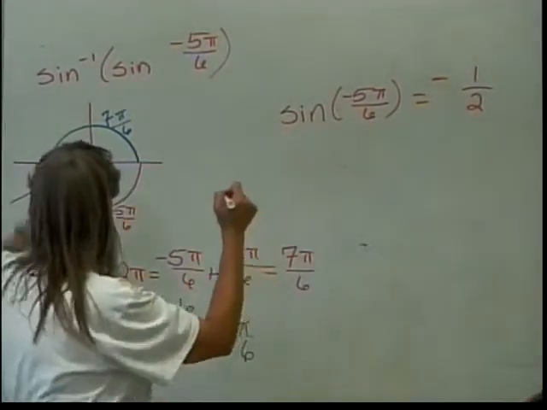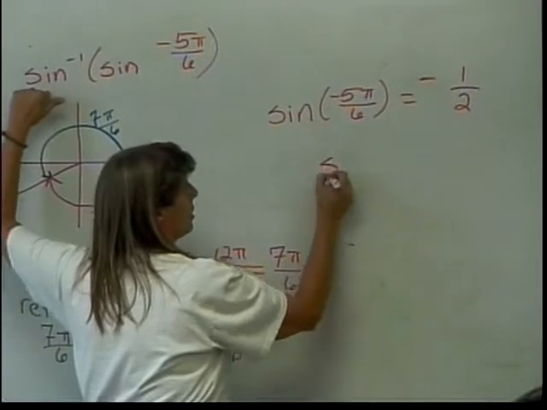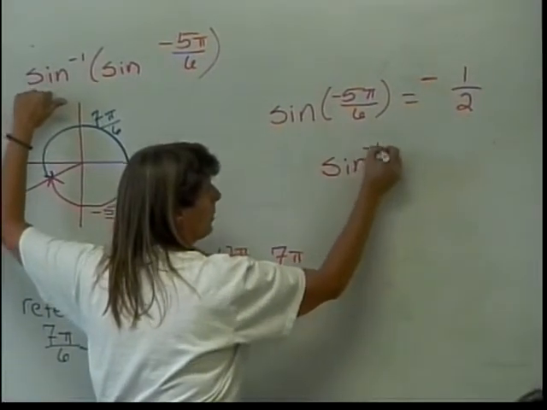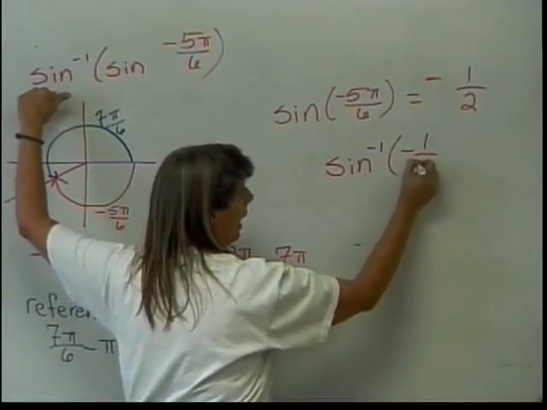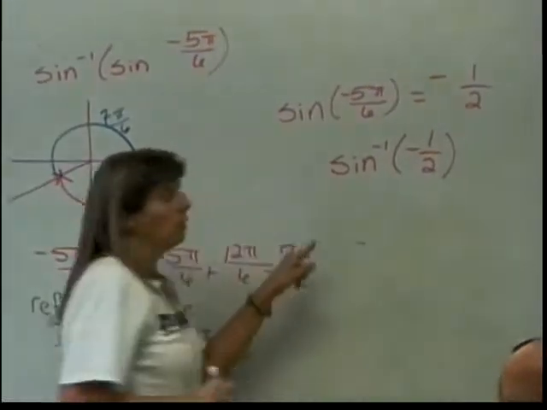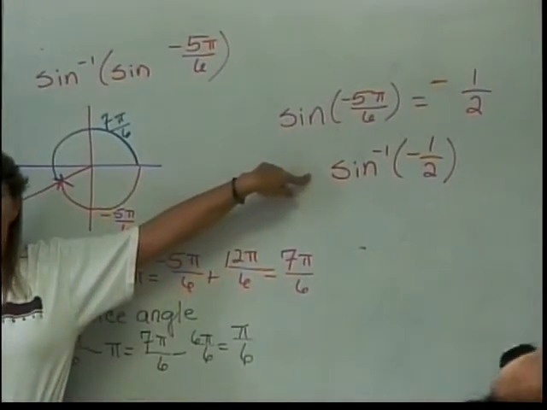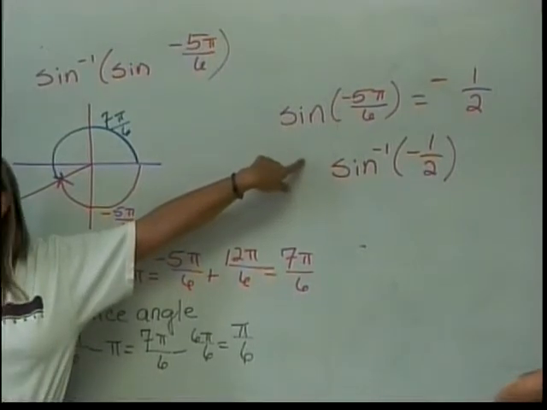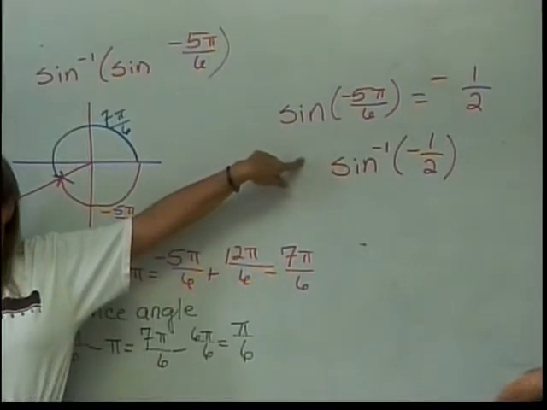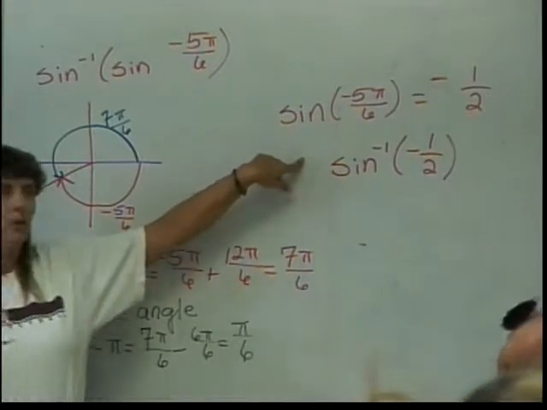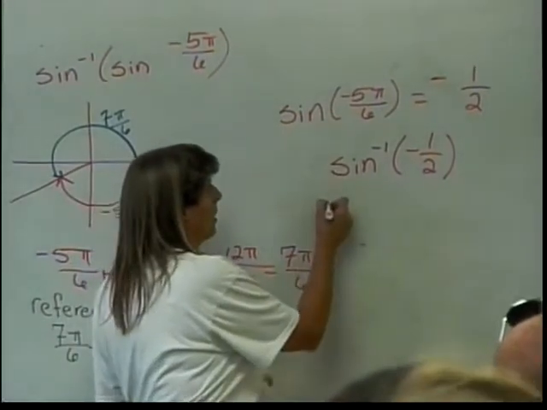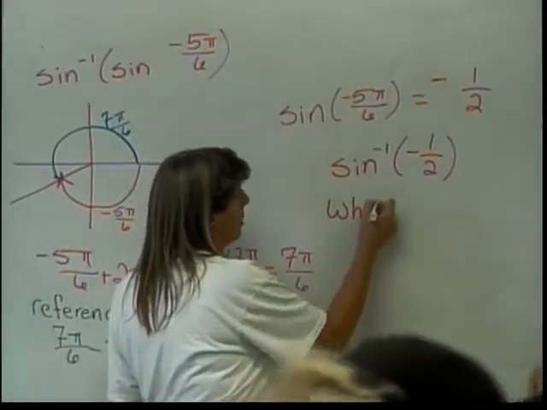So now let's get to the sine inverse part. To finish the problem, sine inverse of negative 1/2. What question do I ask myself to figure out what this is? This is asking for an angle, right? Yes. It's asking for an angle in radians.